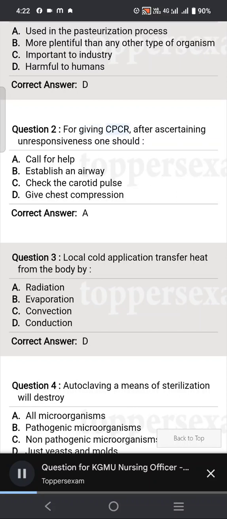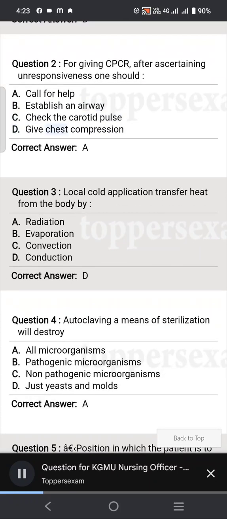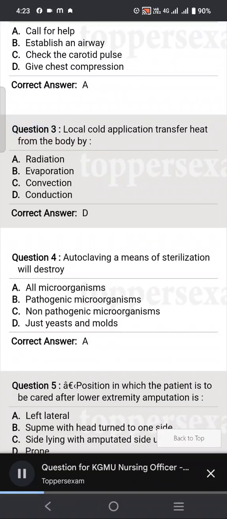Question 2. For giving CPCR, after ascertaining unresponsiveness one should: A. Call for help. B. Establish an airway. C. Check the carotid pulse. D. Give chest compression.